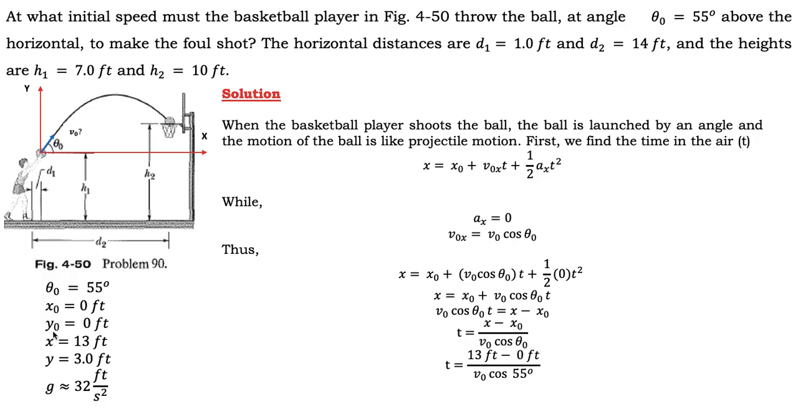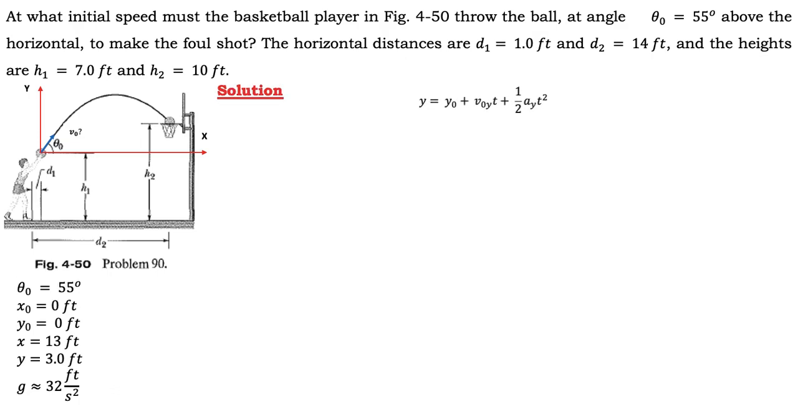Then we substitute the value of each variable: x is 13 feet, x0 is 0 feet, and theta 0 is 55 degrees. So the equation for t is 13 feet divided by v0 cos 55 degrees.